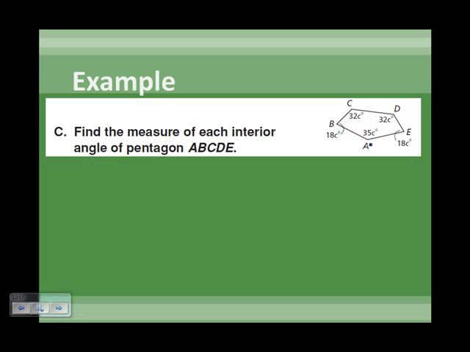So this is a 1, 2, 3, 4, 5-sided figure. So if I do my n minus 2 times 180, I do 5 minus 2 times 180. That would be 3 times 180, which I believe is 540 degrees. So all of those angles have to add up to 540 degrees. That's the sum. So I have two 18Cs, I have two 32Cs, and I have one 35C. And if I add all of those up, they need to sum to 540.